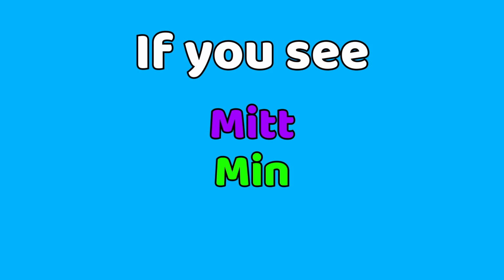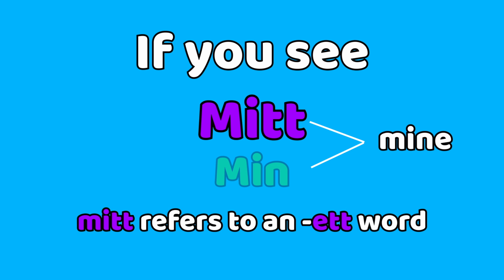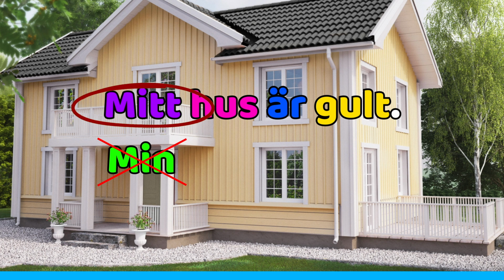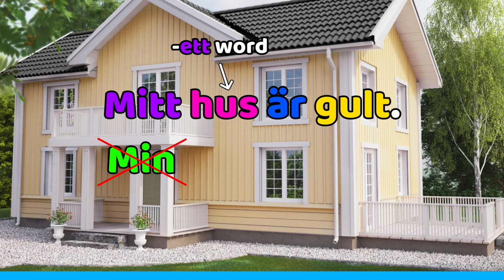For example, if you see mitt instead of min, which both means mine, then you can know that we are referring to an et word. Like in this sentence. Mitt hus är gult. Here we use mitt instead of min because we're referring to an et word. Ett hus. We also add a t to the end of most adjectives if we refer to an et word. There are some exceptions, but this is the general rule, so learn this.